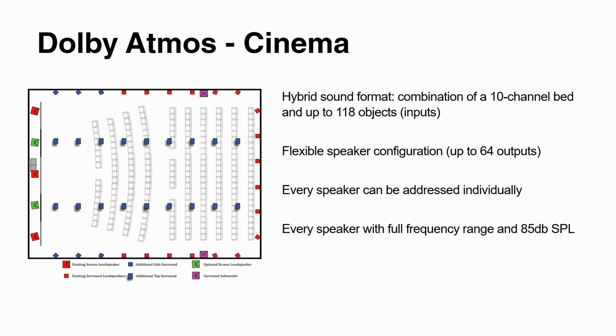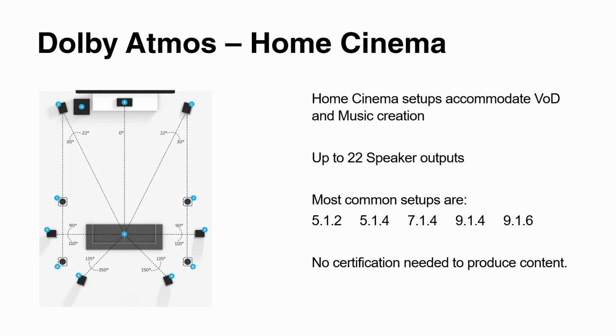Dolby Atmos Home Cinema or Home Entertainment is basically a stripped down version of the theatrical version. The creation tools are actually the same. So it doesn't matter if I'm creating a soundtrack that will end up in a theatrical movie or a soundtrack that will end up in a little piece of music on a streaming service. The creation tools are the same.